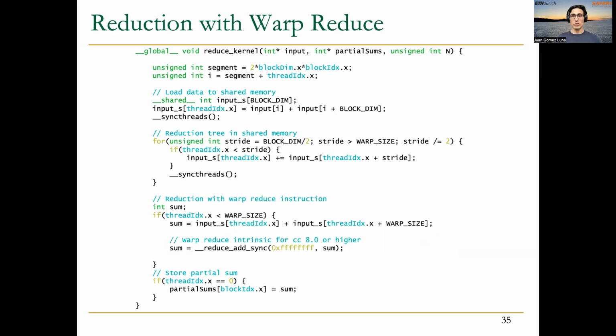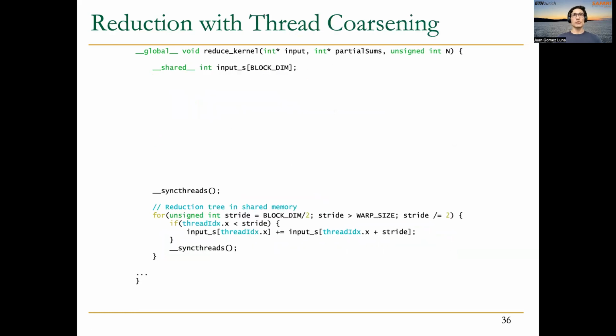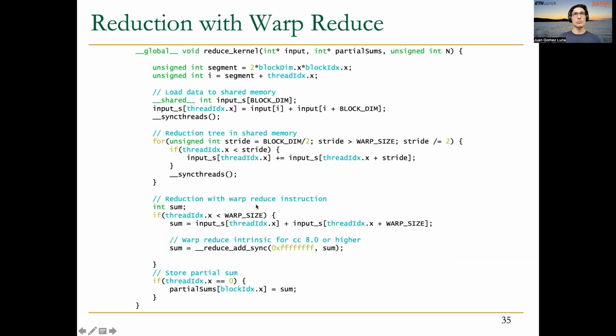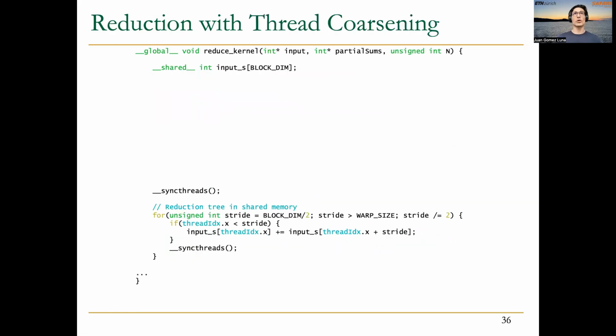Now let me explain very briefly one more optimization that we can apply here, and observe that it's something that we are going to do in the very beginning of the kernel. Observe as well that after this sync threads, we have the reduction tree in shared memory, which is basically what we have in the original code. So reduction tree in shared memory, and after that, reduction with warp reduce or warp shuffle, as we have seen in the previous slides. So let's see what we can do before the reduction tree.